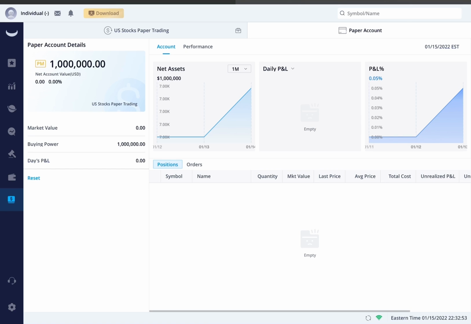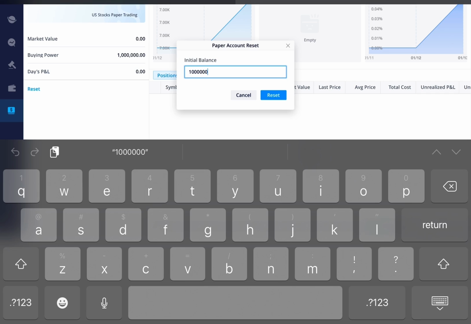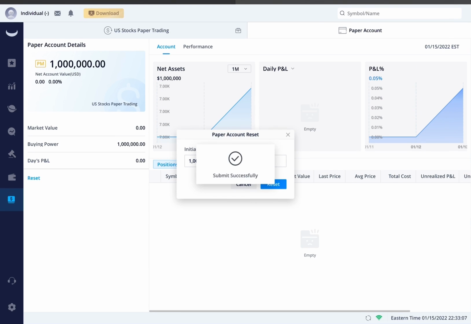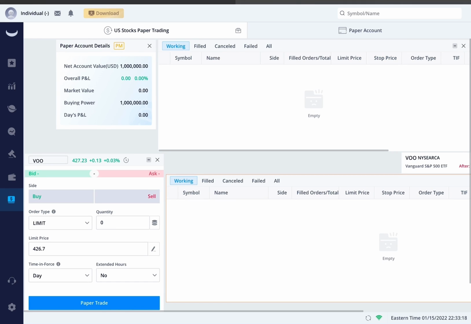And so you can click on reset down here and you can change the amount. I could change that amount and just have $100,000, but I'm going to leave it as $1 million. So I'm just going to reset it, confirm reset, and leave it at $1 million. And then I am going to invest the money. So I'm going to click on US stocks paper trading.